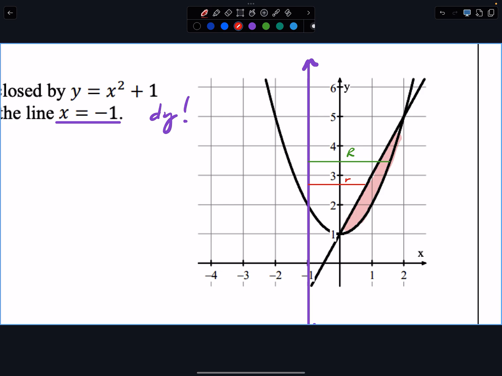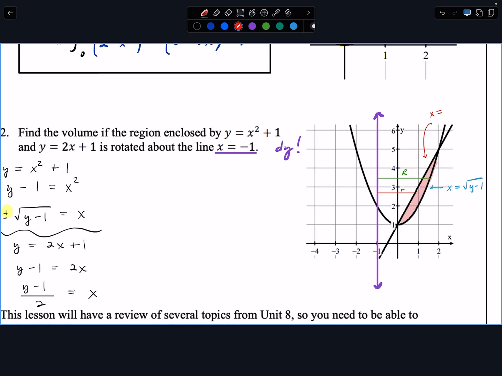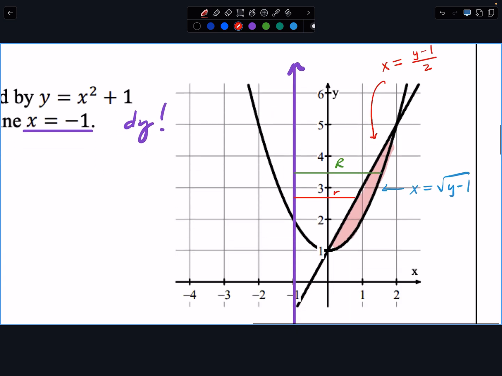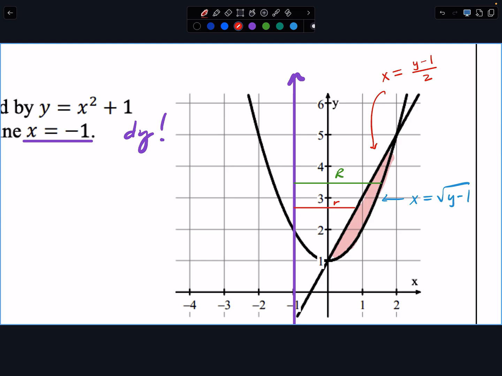So before we write it down, this was the parabola, right? But we were solving it to get x alone. So this right here is going to be x is equal to the square root of y minus 1. And then the line was x is equal to, what was it? y minus 1 over 2. Is everybody cool with that idea? Does that make sense? Okay.